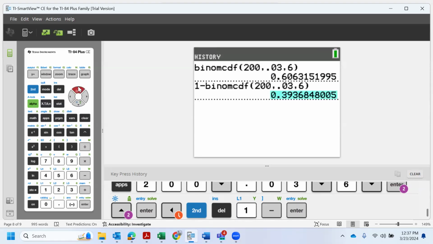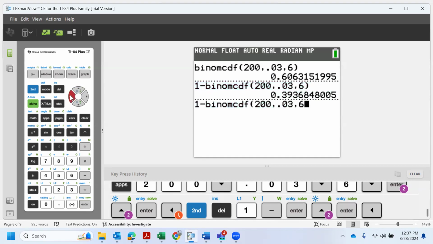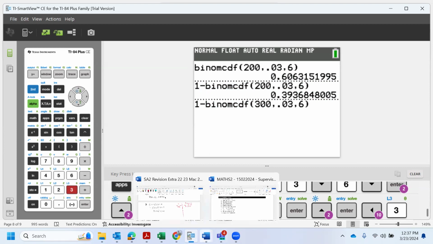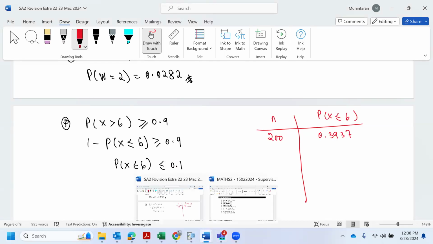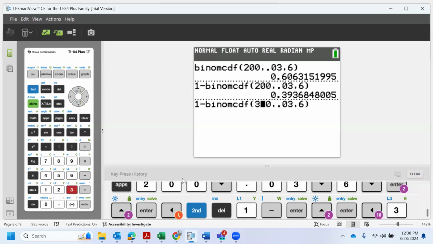So you have to change the value now. Just play along. It's too far, so let's make it 300. Why 300? Because the value is quite far: this is 0.4, and just now it was only 0.1. Quite far, right? So that's why I'm trying 300. If it's close, then you can choose a smaller value, all right?